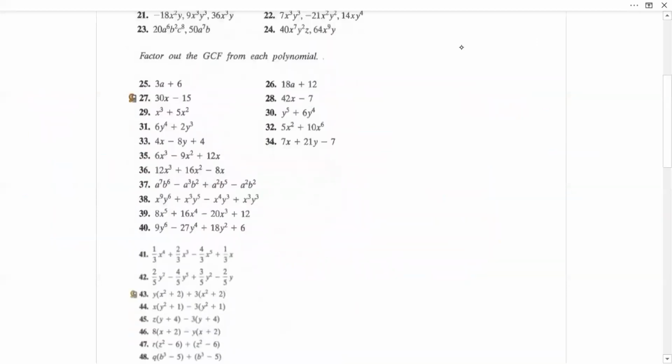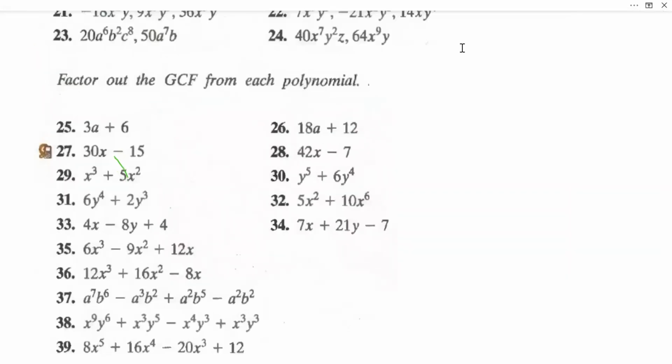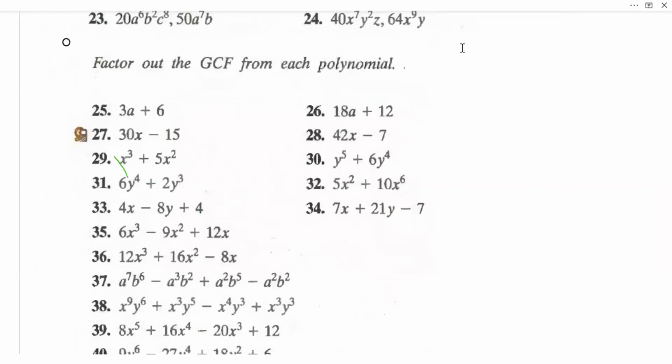Let's move on. Second section. Find the greatest common factor for each polynomial. All right, so the same process. Let me zoom in a little bit, make it bigger. Right. So see 25. Actually we consider these two terms, right? So the greatest common factor is 3, right? So the rest is a plus 2.